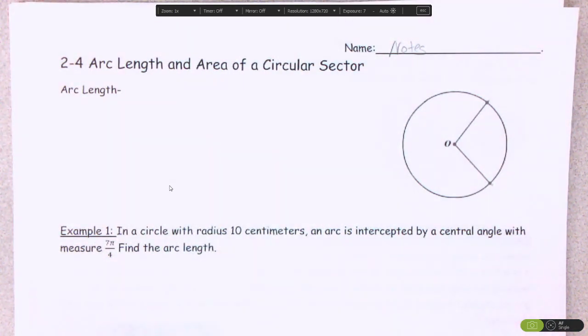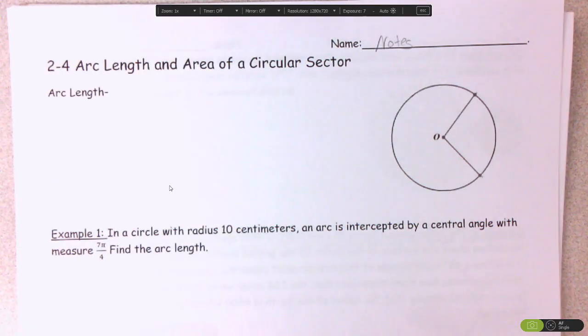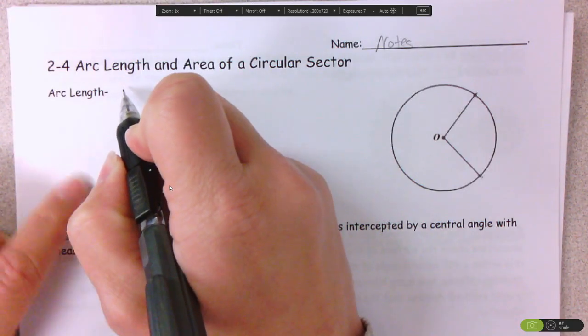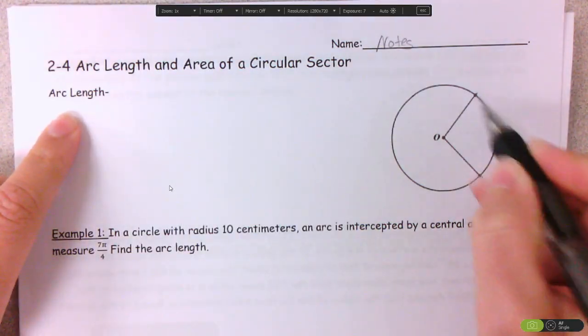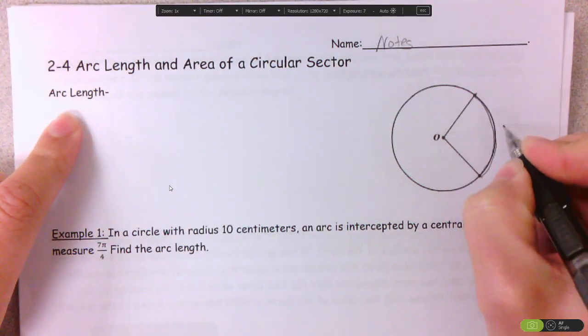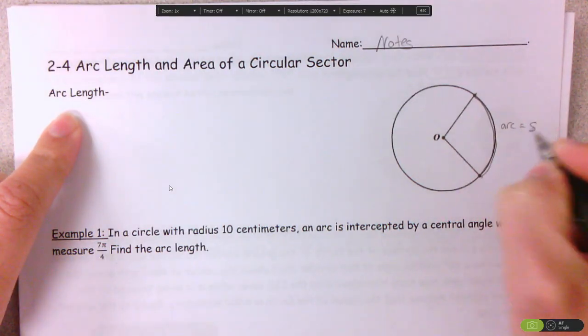We are moving on to arc length and area of a circular sector. So if you joined the Zoom meeting, you already watched a video about how this relates to the real world, so we'll get into the math of it. The arc length is a part of the circumference of the circle. So this piece right here is an arc, and we denote it with S, okay?